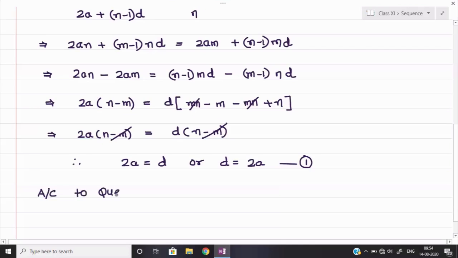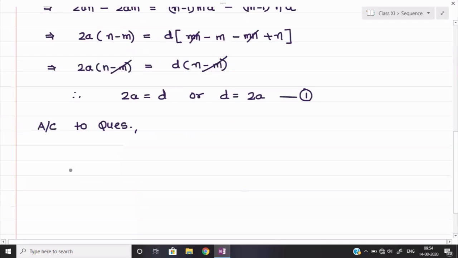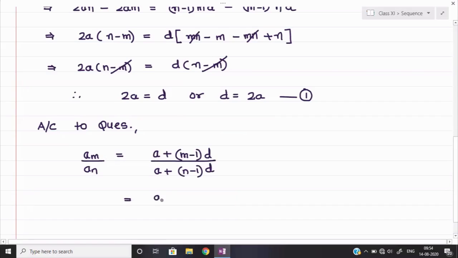According to the question, we required here the value of am upon an. So we shall write down now am upon an is equal to, the value of am will be here a plus m minus 1 into d, and similarly the value of an would be a plus n minus 1 into d. Now to simplify this further, we shall use equation number 1.